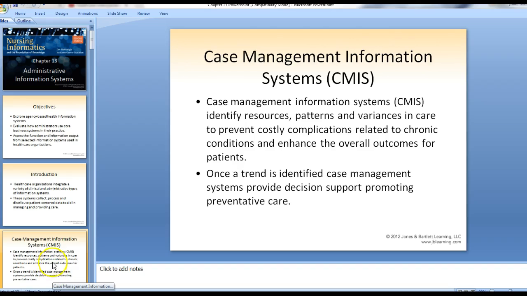So, case management information systems. This identifies resources, patterns, and variances in care to prevent costly complications related to chronic conditions and enhance overall outcomes for patients. Once a trend is identified, case management systems provide decision support, promoting preventative care. I'm going to give you a little video to better explain this, because this is actually the crux of the patient-centered medical home and really what is a hot topic in the healthcare arena right now.